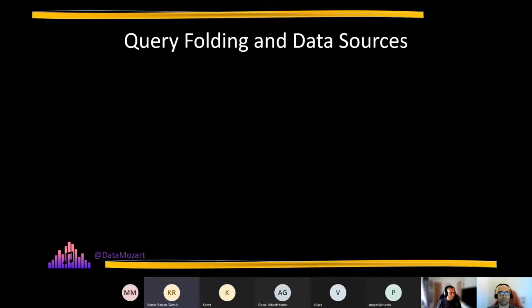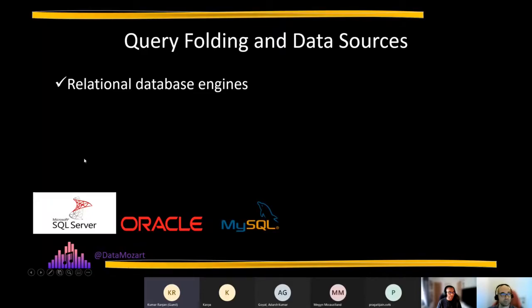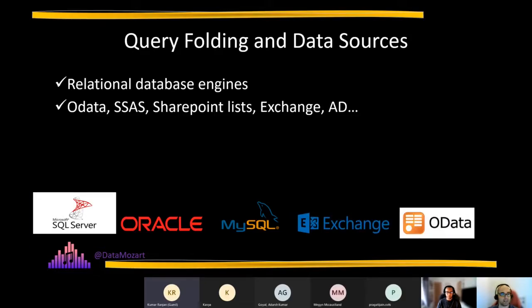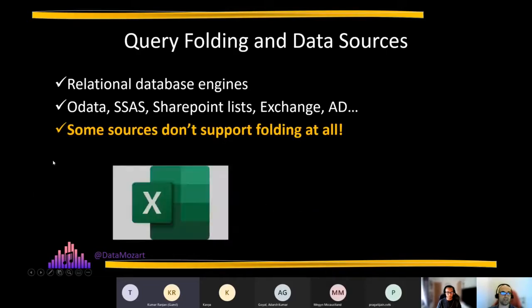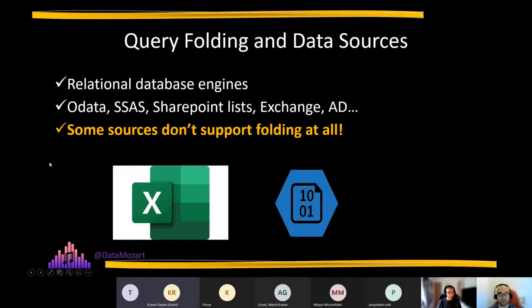As I already mentioned, the most obvious beneficiaries of query folding are relational database sources such as SQL Server, Oracle, or MySQL, for example. However, it's not just SQL databases that take advantage of the query folding concept. Essentially, any data source that supports some kind of querying language can possibly take advantage of query folding. And those other sources are, for example, Exchange or OData, SQL Server Analysis Services, SharePoint lists, and stuff like that. On the other hand, when you use data sources such as Excel files or blob storage files or flat files, etc. in your Power BI data sets, query can't fold. Simply, there is no querying language for those kinds of data sources.